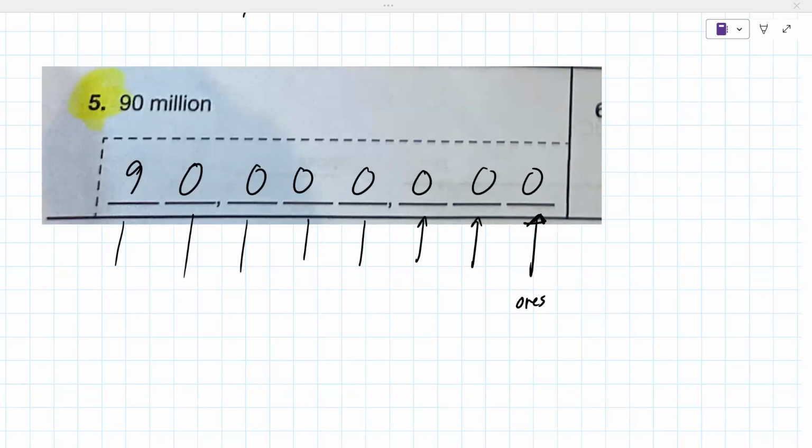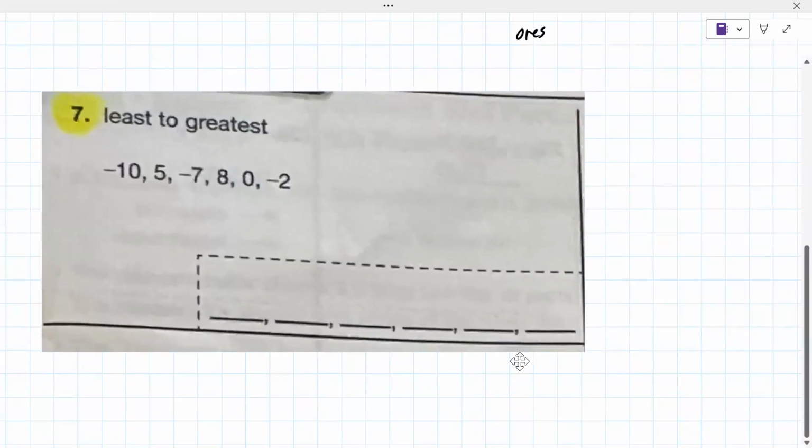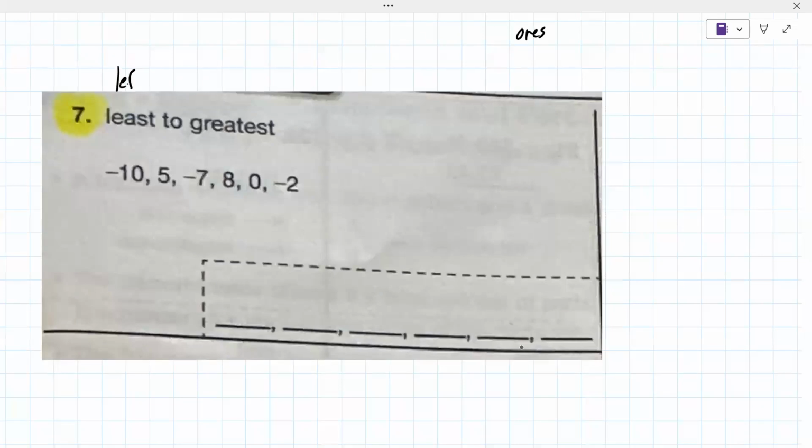It says order from least to greatest. Think of these numbers as being on a number line. Least means to the left, greatest means to the right. It's good to start from whichever one you feel more comfortable with. Can you figure out the greatest one or the least one? Which one is more intuitive to you?